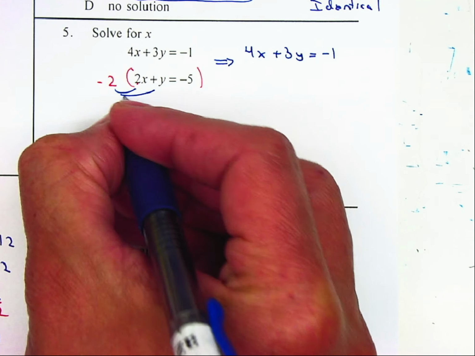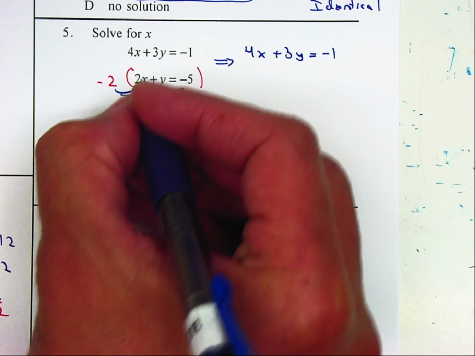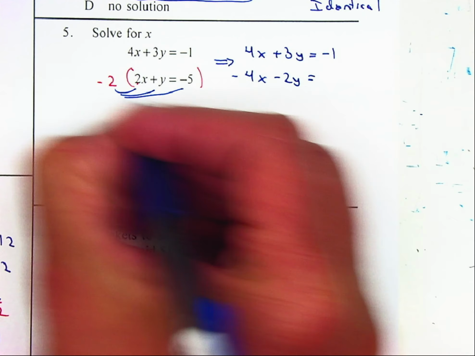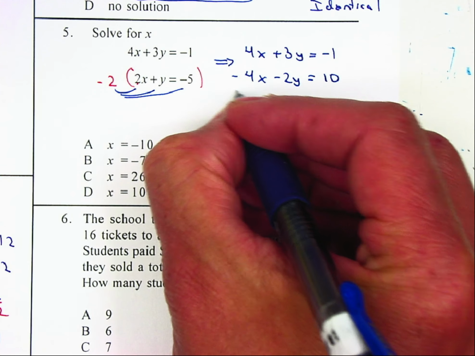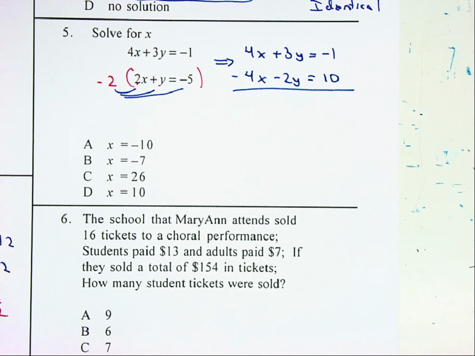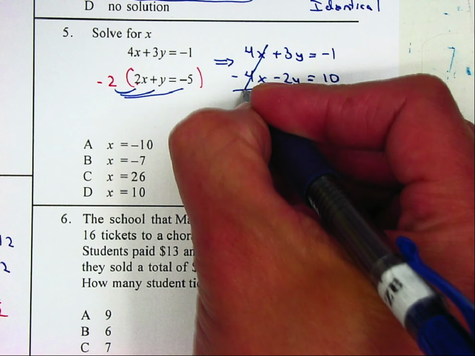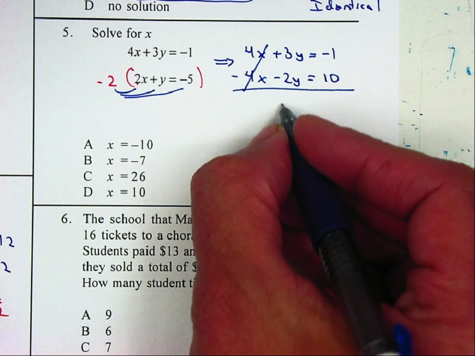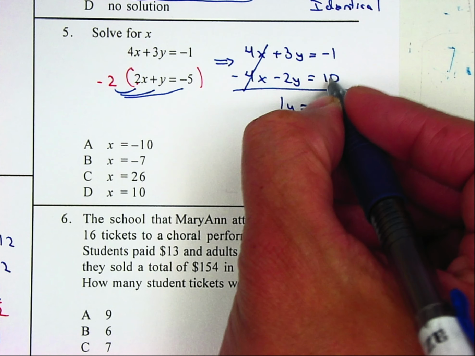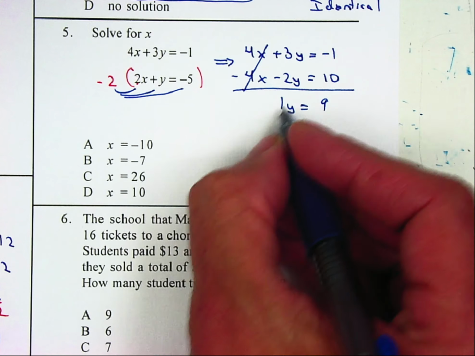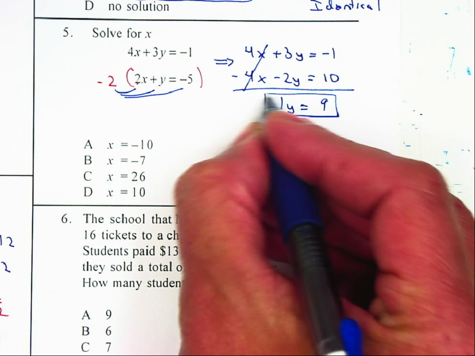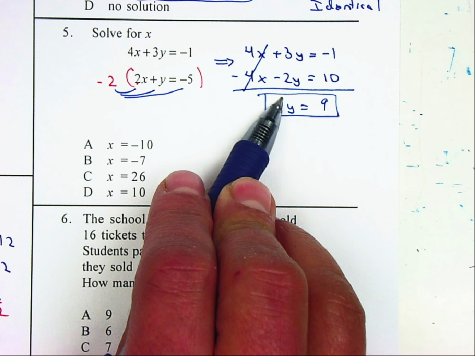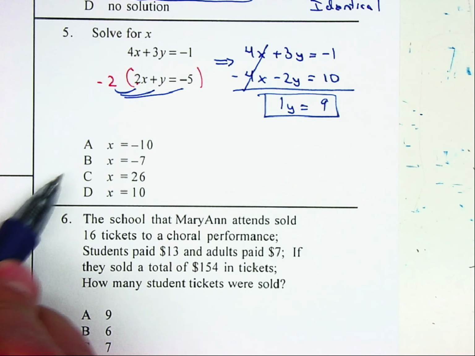Second one multiplied by negative 2. Each of the numbers. Negative 4x minus 2y. Negative times negative is a positive 10. My x's cancel each other out since they have the same number and different signs. This is 1y equal to negative 1 plus 10 is 9. So therefore the y value is 9. Don't worry, if you still have a 1 in there, we don't need the 1, so we can just have y equal to 9. I need to find the x value.